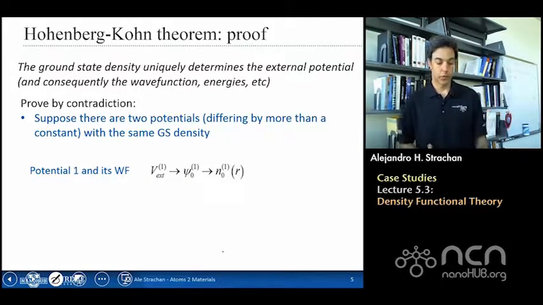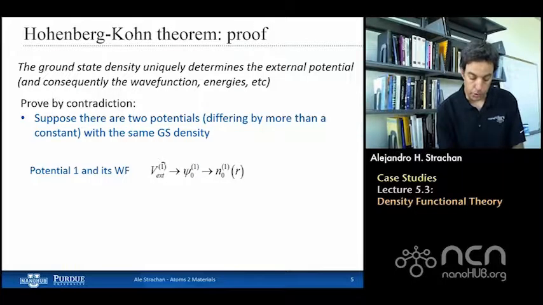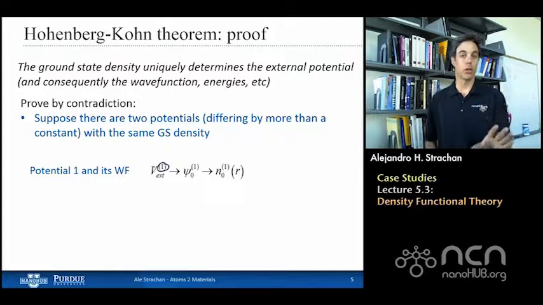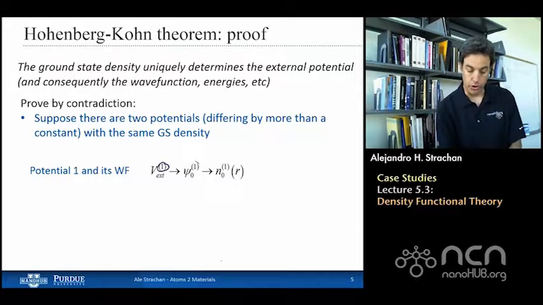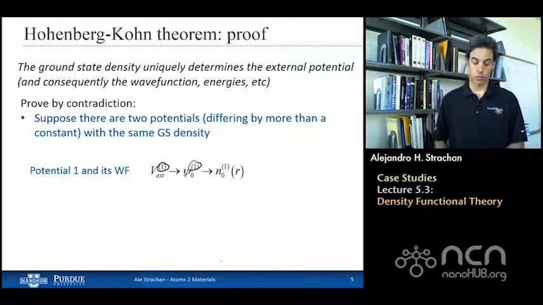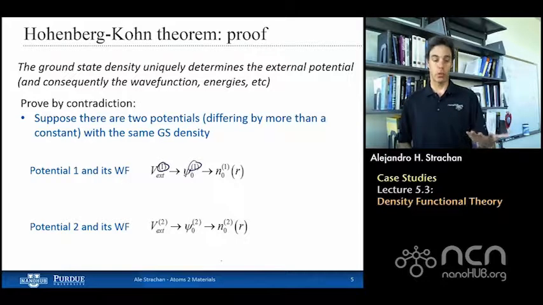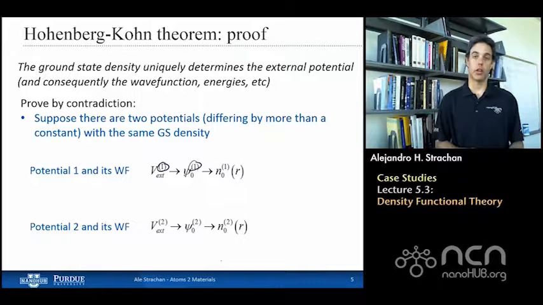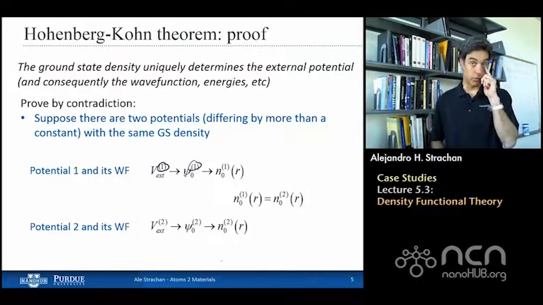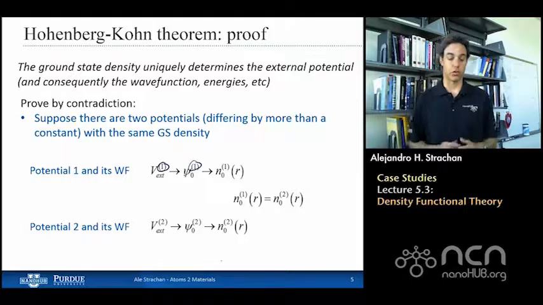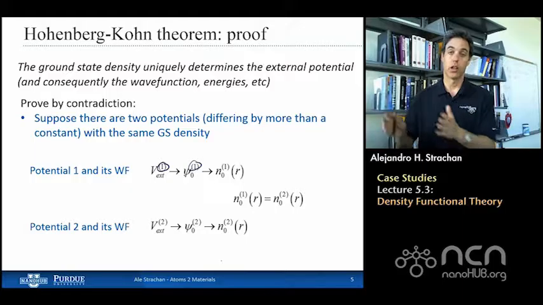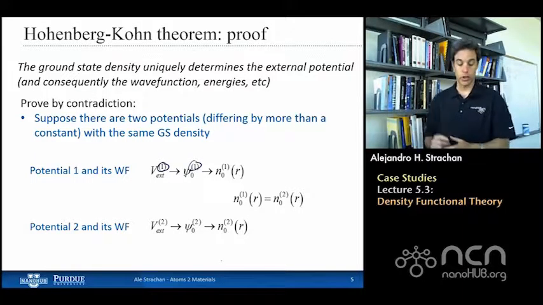So potential 1, I'm going to use subscript 1 to denote my potential 1. It has a ground state wave function, also subscript 1, and it has a density that I can obtain from the wave function. Potential 2 also has a ground state wave function and a density, and the two densities are the same. That's the assumption that I'm going to make: that I have two potentials that are different but end up with the same ground state density.